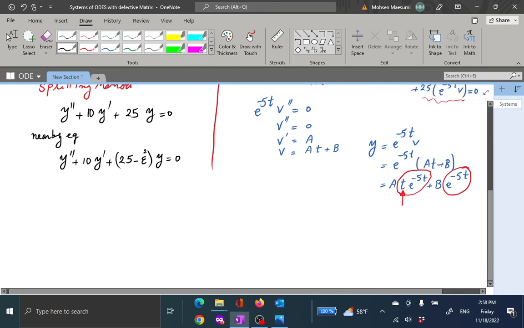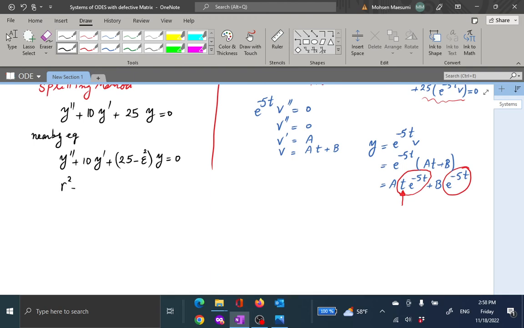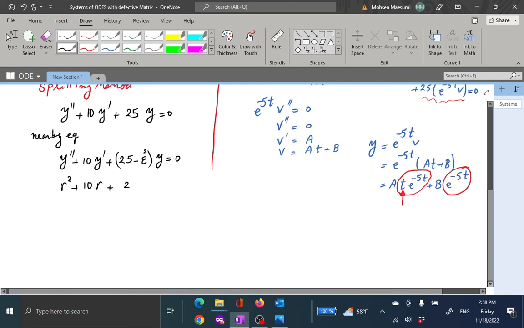So, well, what's the characteristic equation of this one? r squared plus 10r plus 25 minus epsilon squared. How do I solve that? I can solve by quadratic formula, or to be faster, let's say this is r plus 5 squared minus epsilon squared. So r plus 5 squared is equal to epsilon squared. So r plus 5, I take the square root, and the reason I put that square over there is so that here I don't have to write a square root. So my r becomes minus 5 plus and minus epsilon.